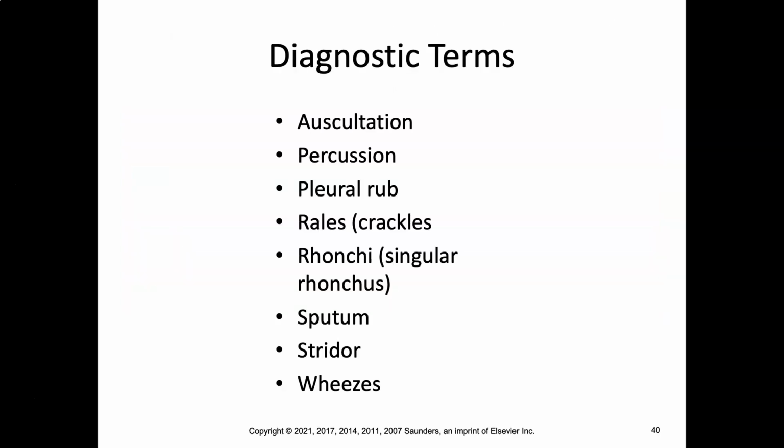So what are some diagnostic terms related to the respiratory system that you might run across? There is something called auscultation, percussion, which is not drumming, so to speak. Pleural rub, rales. Occasionally I've heard somebody say rals, but rales is usually what I've heard. Crackles, rhonchi, or the singular bronchus. Again, back to your Latin, the US is singular, the I is plural. Sputum, stridor, and wheezes or wheezing.